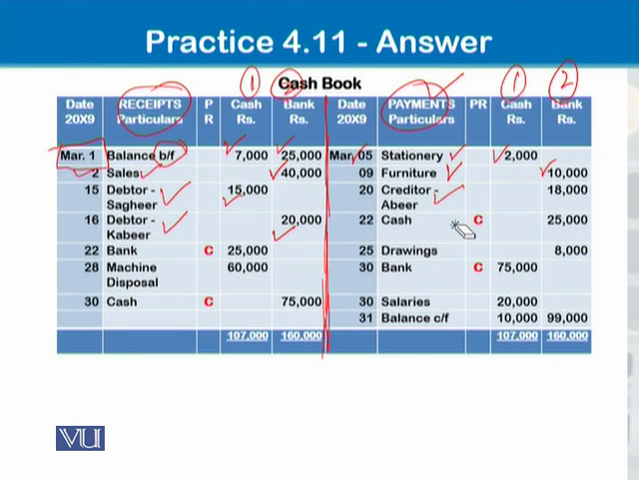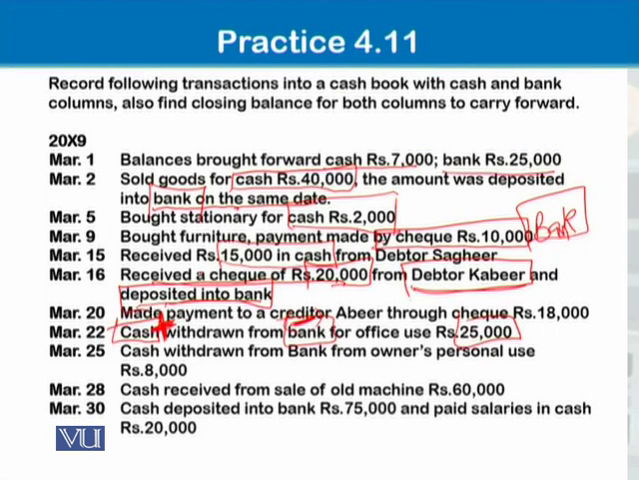Once again, 25,000 in the cash column receipt side, 25,000 in the bank column payment side, and this is contra. Okay, that's fine. Let's move forward.